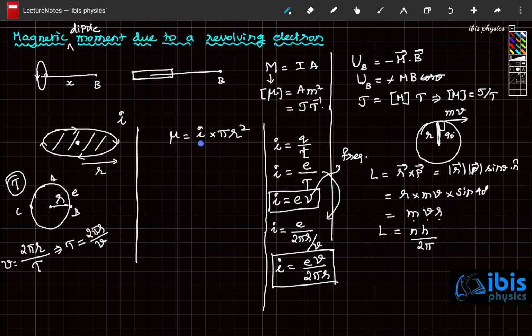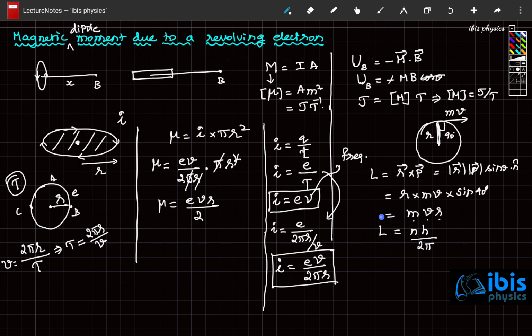So once we have found the current, substitute the value of current here in this equation. Let us find the magnetic moment. Magnetic moment is equal to ev by 2 pi r, ev by 2 pi r into pi r squared. Cancelling pi and r, the magnetic moment is equal to evr divided by 2.